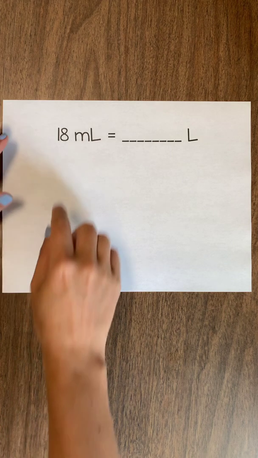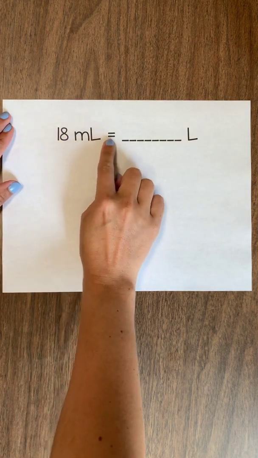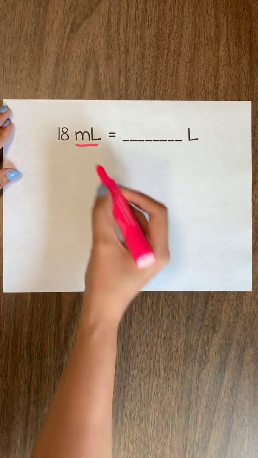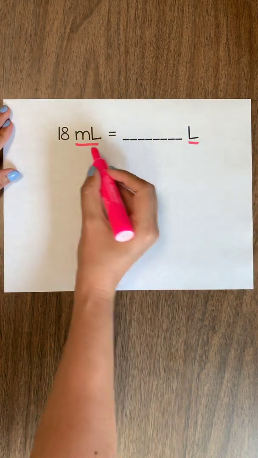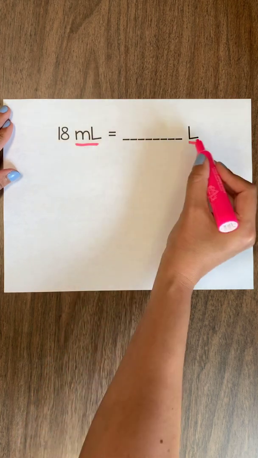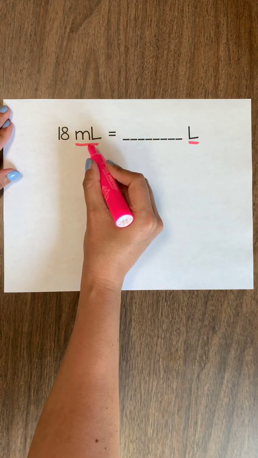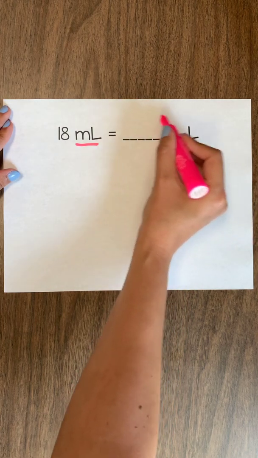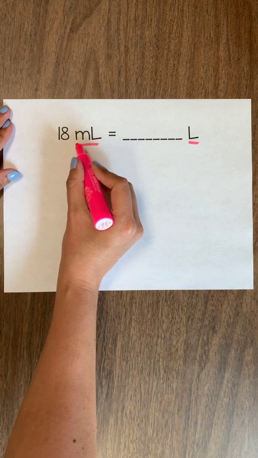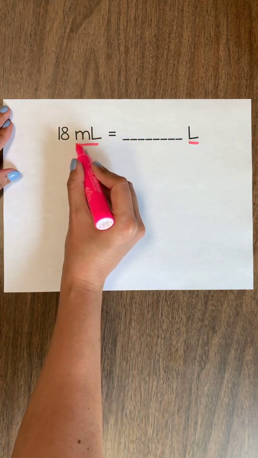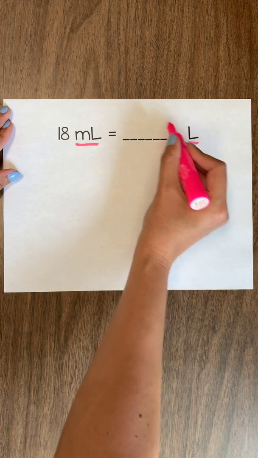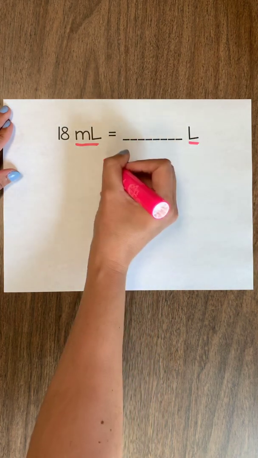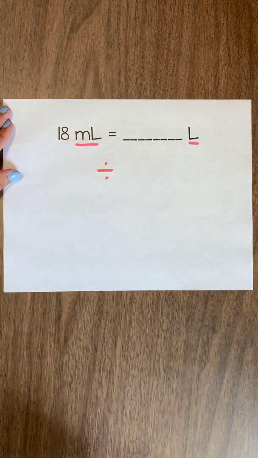So here's the next one. 18 milliliters is equal to blank liters. The first thing you're going to want to do is look at your units. We've got milliliters, and we need to change this to liters. So we're going to go from a small unit to a big unit. Anytime you go from a small unit to a big unit, you know there aren't going to be as much of the big unit compared to the small unit. It won't take as much. So whenever you go from a small unit to a big unit, you know that this answer will be slightly smaller, so we need to divide to make that smaller.